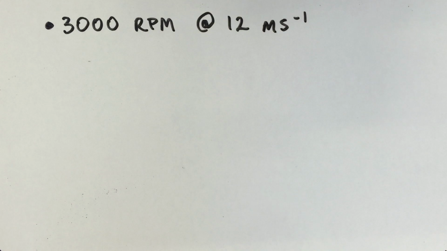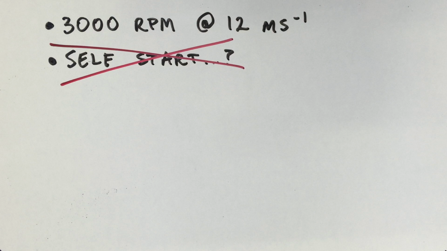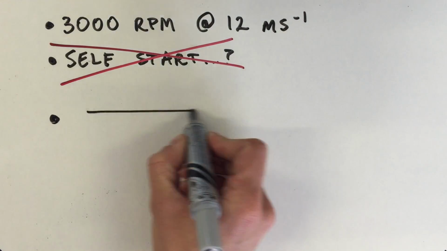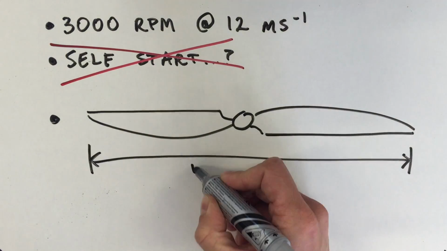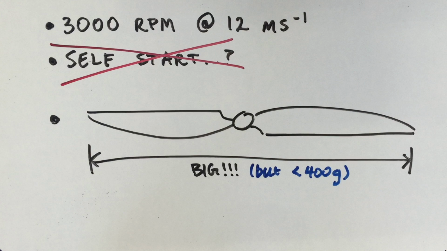Given these constraints, we aim to achieve a rotational velocity of exactly 3,000 RPM with a 12 meter per second wind speed. We decided not to worry about the self-start parameter, since if our turbine hadn't started rotating by the given wind speed, we would be unlikely to reach our target RPM. We chose to make our turbine as big as we could possibly make it, hoping that a conservative blade design wouldn't exceed 400 grams in weight.